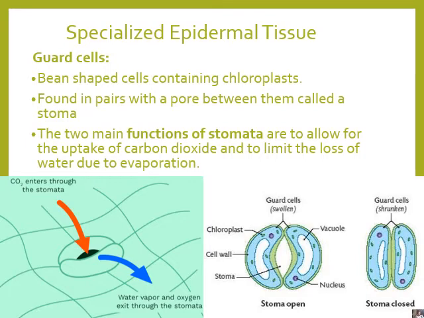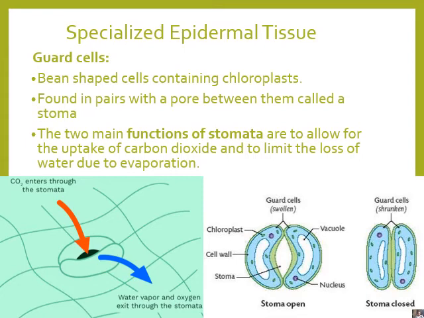They're found in pairs with a pore between them called a stoma, okay? And two guard cells put together with a stoma is known as a stomata, okay? So the whole structure is known as a stomata. So the stomata has a stoma, alrighty. Please also don't get this confused with the stroma, which is found inside of a chloroplast. Okay, so stroma is the cytoplasm of a chloroplast. Stoma is the opening between two guard cells.